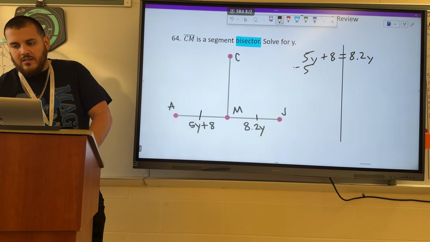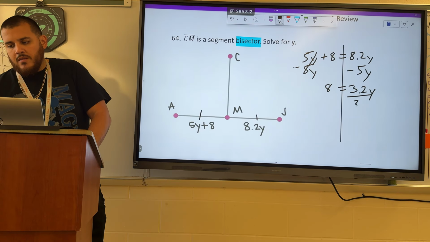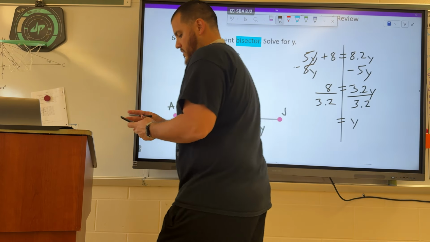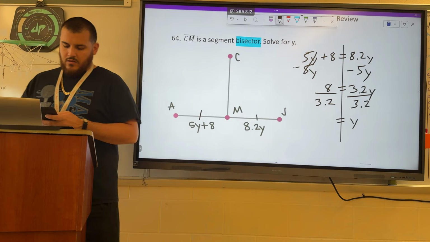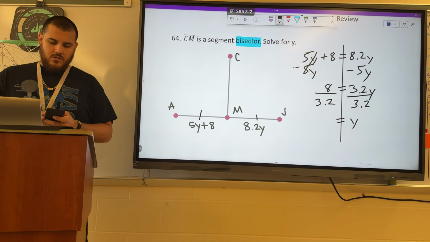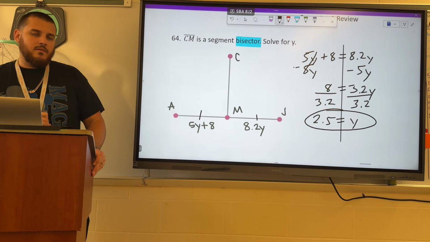Once I get my y's to the same side, I'm going to subtract my smallest y's from both sides. That leaves me with 8 on the left equal to 3.2y on the right. Then I'm going to divide both sides by 3.2 to get y equals something, 2 point something. 8 divided by 3.2 gives me 2.5 for y in this problem.